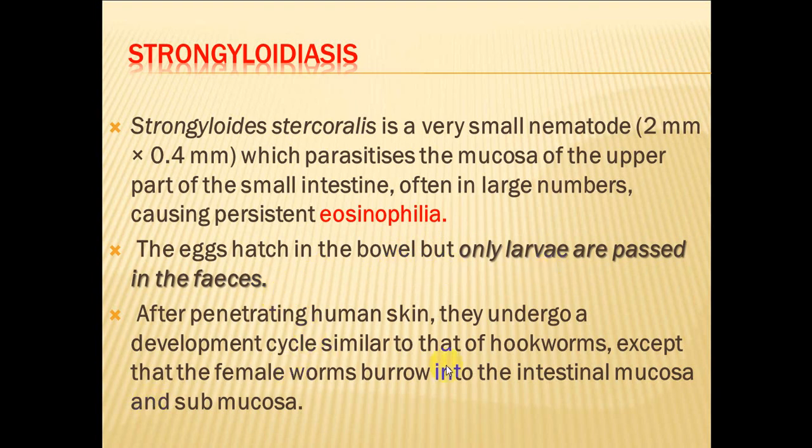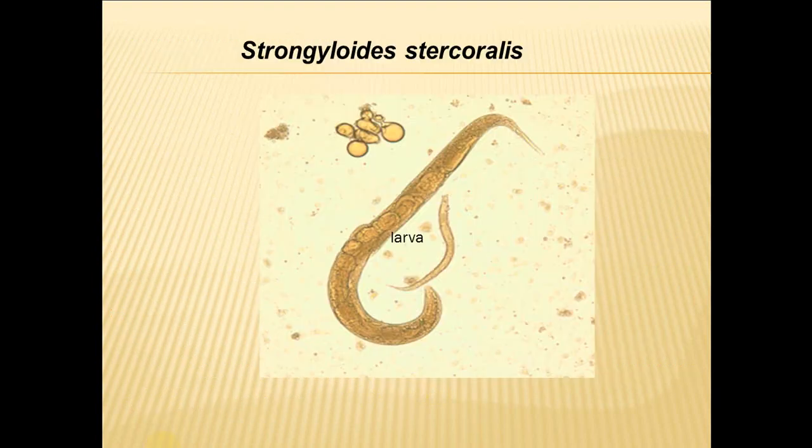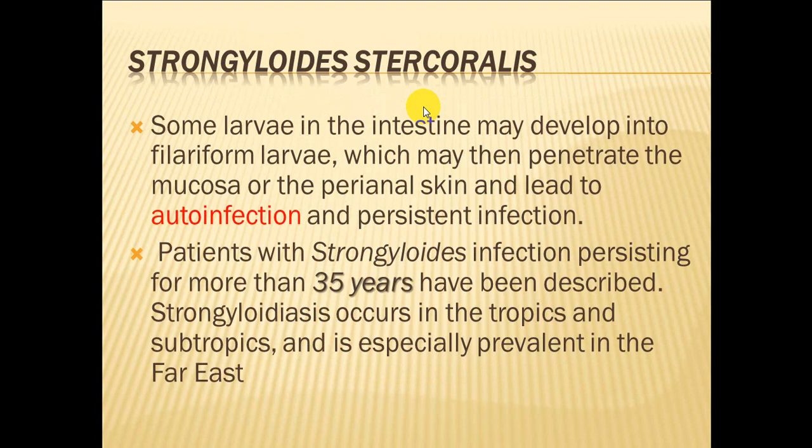After penetrating the skin, they undergo development similar to that of hookworms, except that the female worm burrows into the intestinal mucosa and submucosa. This is the larvae, Strongyloides stercoralis.